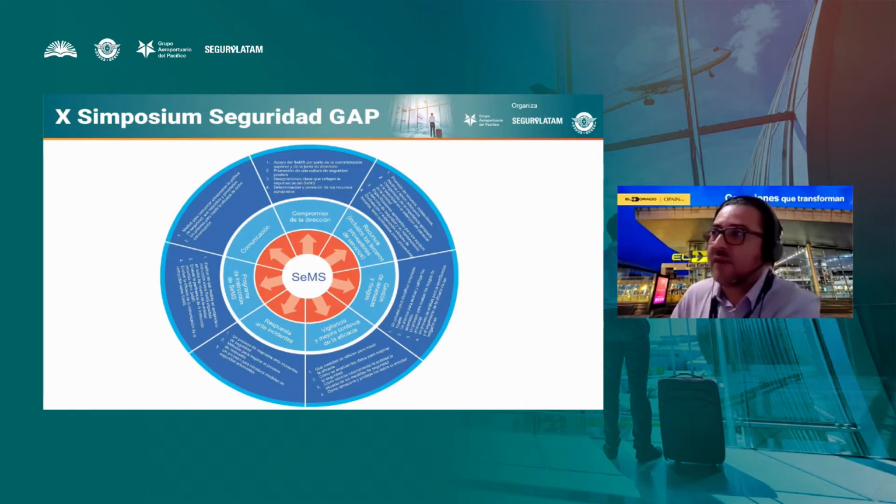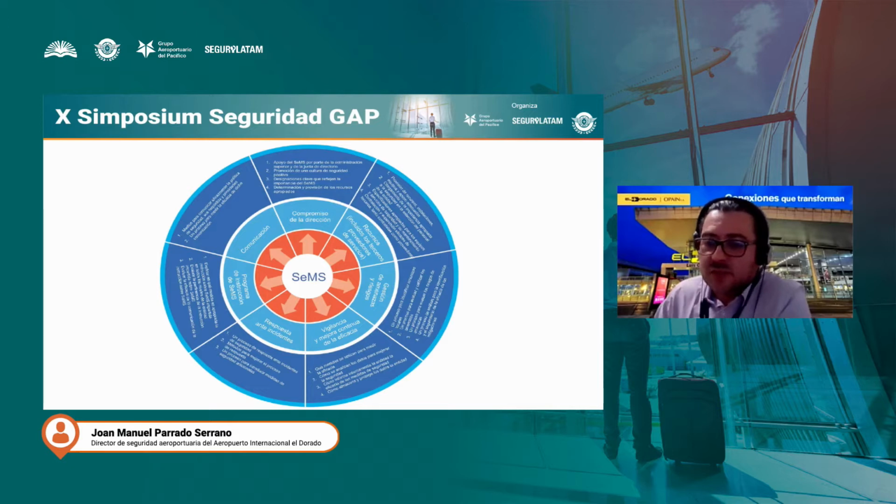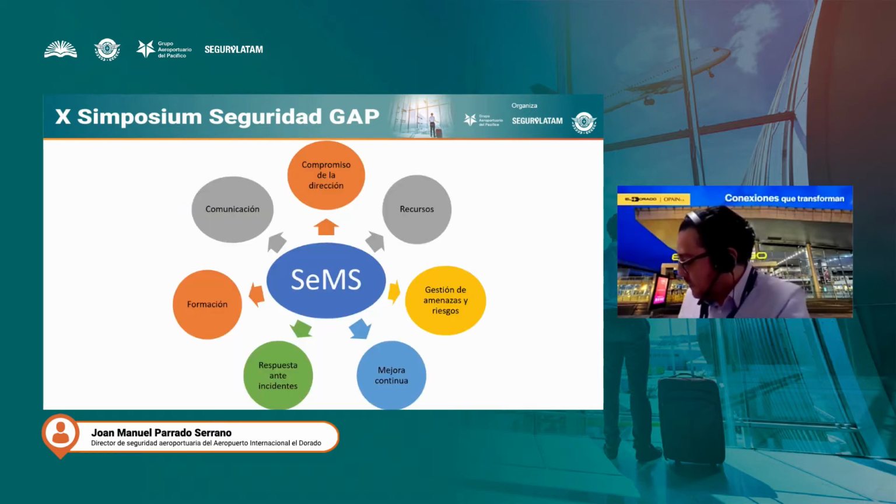So as I was saying, Jose and Ricardo gave me the perfect opening for my presentation today. Here we have the bullseye again and the 7 components of the SEMS. So here you have the 7 components of the SEMS. We're going to talk about responding to incidents, or incident response, and how the El Dorado Airport has been working to set up a procedure on this.